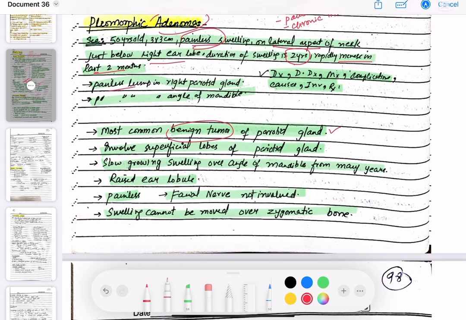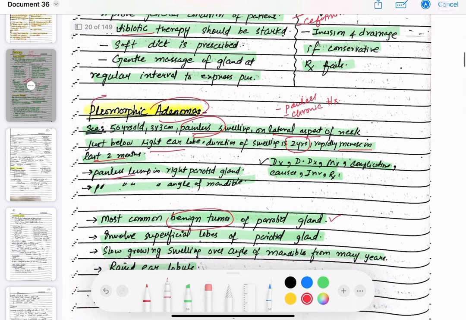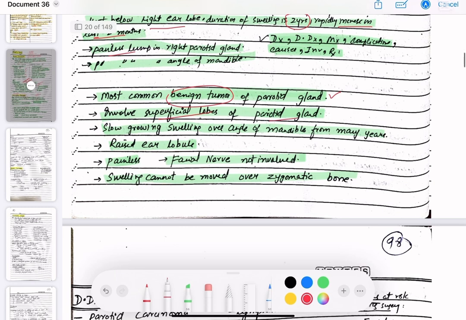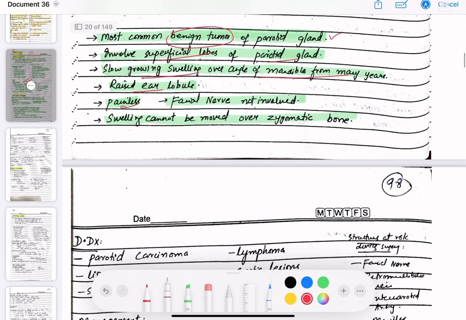What is pleomorphic adenoma? This is a tumor of the parotid gland. It is a benign tumor and it involves the superficial lobes of the parotid gland, and it is a slowly growing swelling over the angle of mandible for many years, and a raised earlobule is present. It is painless and the facial nerve is not involved. The swelling cannot be moved over the zygomatic bone. If the facial nerve was involved, then it would be painful, but the facial nerve is not involved, so this is painless. These are the clinical features.